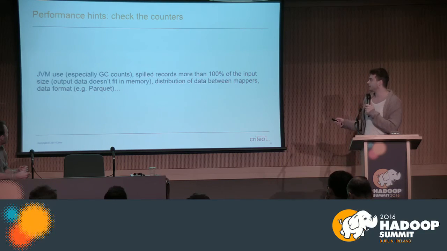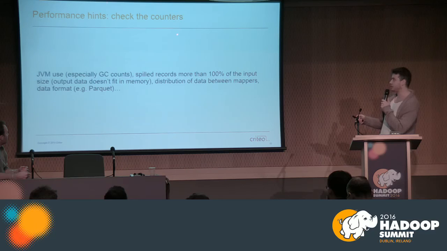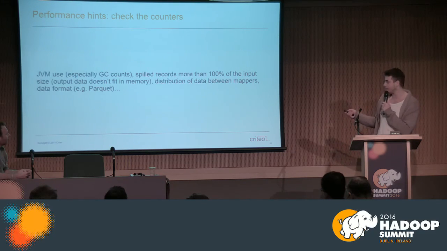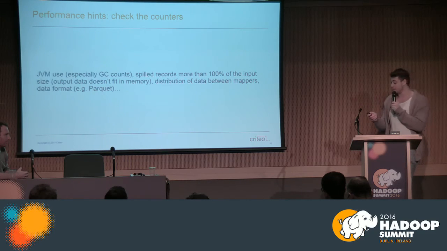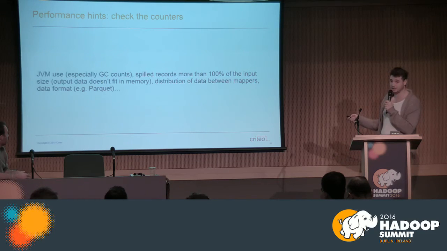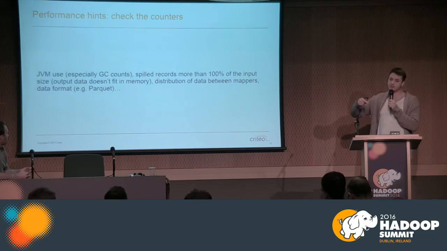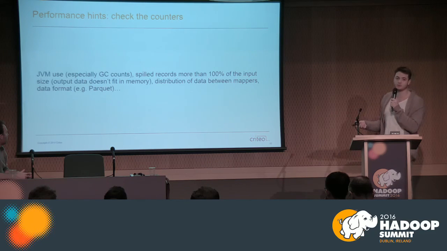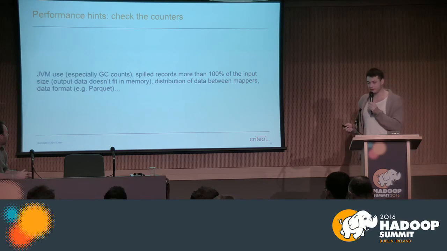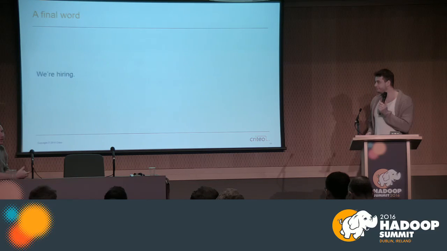And last, that's very important. It's simple and obvious, but you really need to check the counters. For example, in some operations in Scala, you may have GC issues. You need to check the spilled records as well, to know if you have too much data on your mappers. If you have more than 100% of records spilled, it means you have merge sort operations, so a lot of disk I/O, and you want to optimize this. Also check the distribution of data between mappers and use the right data format to optimize reads and writes. It's very important to check all the counters, and everything is available in the Hadoop UI. And don't ever consume gzipped compressed JSON. That's really bad.